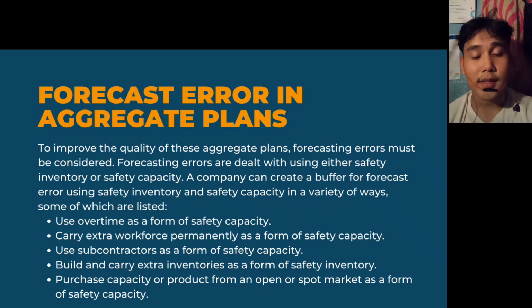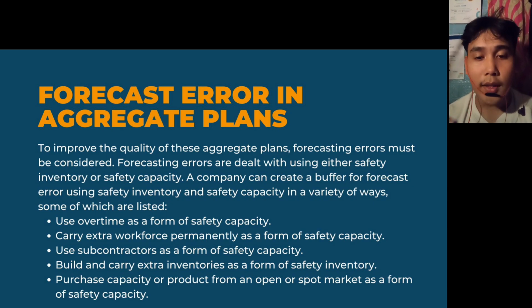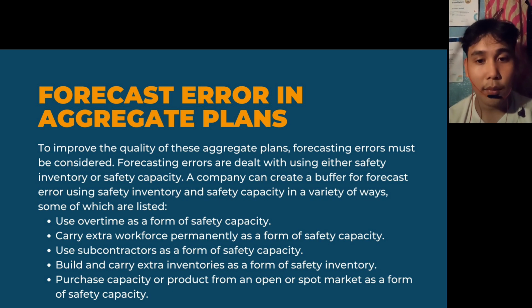Finally, we must address the reality of the supply chain: forecasts are always inaccurate. To improve the real-world quality of our aggregate plans, forecasting errors must be considered from the very beginning. We deal with these inevitable errors by building buffers into our models, specifically through safety inventory or safety capacity.